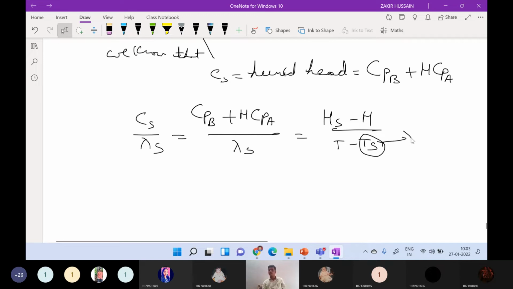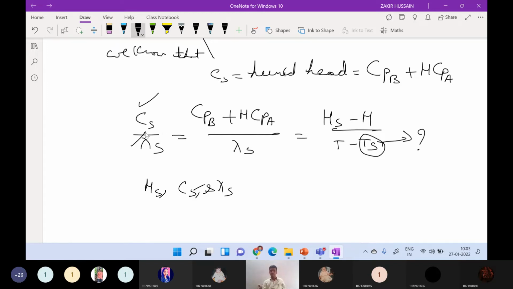Ts is unknown. What is this Ts? Adiabatic saturation temperature is unknown here. We cannot solve this equation directly to estimate the Ts value. Okay, we need some additional conditions to calculate that one. So Hs, Cs, and also lambda S.